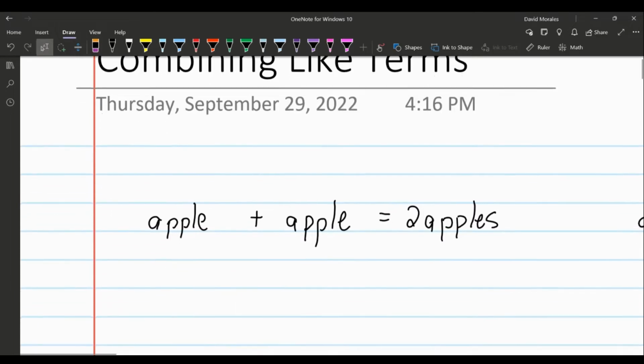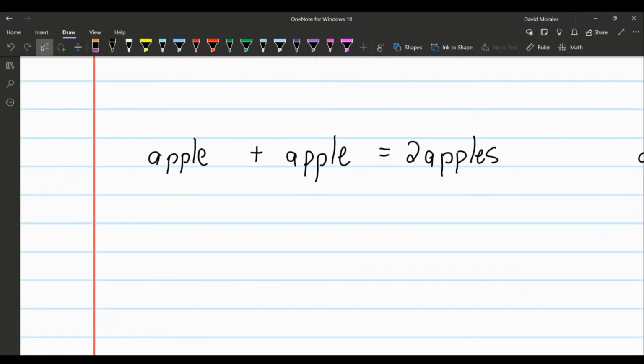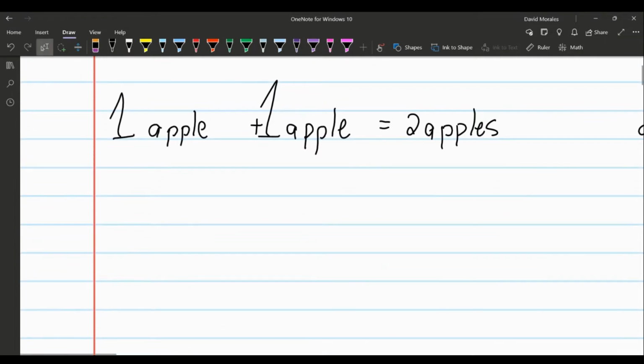Okay, so we're going to be discussing combining like terms and distribution, and then we're going to actually put them together. So first here you see I have an apple, and I add another apple. Well, what is one apple plus one apple? I have two apples. If I were to abbreviate apples with A, then it would be A plus A equals 2A.